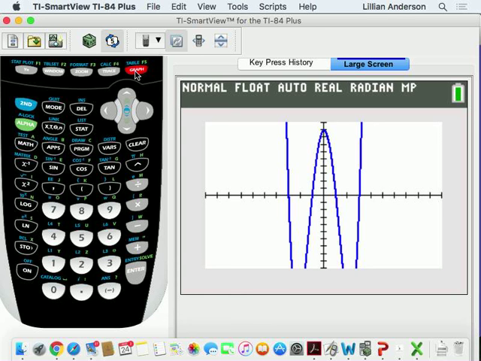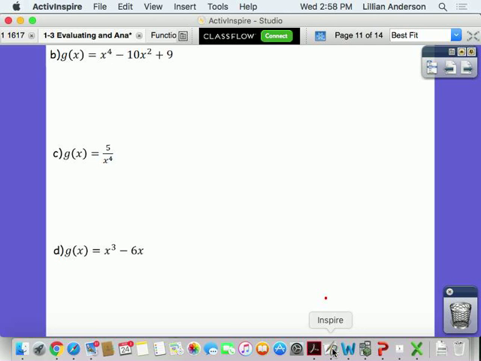Okay? We good? Now, does this look like it is symmetric to the y-axis? Is it even or odd if it's symmetric to the y-axis? Even. But we can test this algebraically by plugging in what? Negative x. So every x we see, we're going to plug in a negative x.